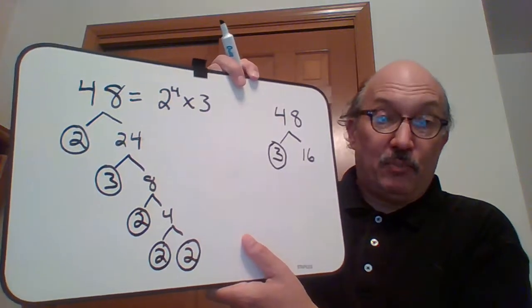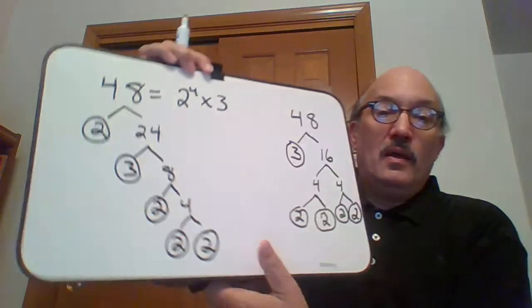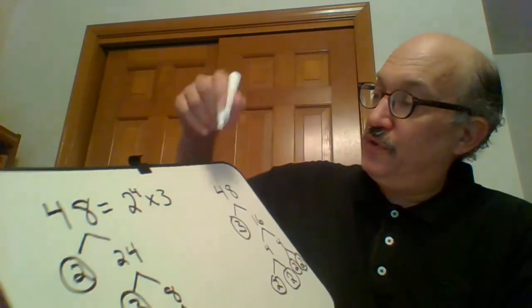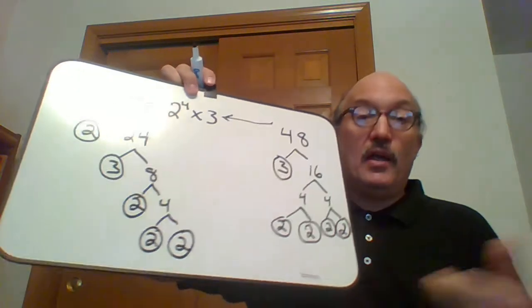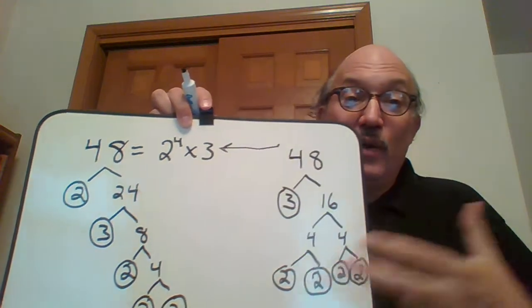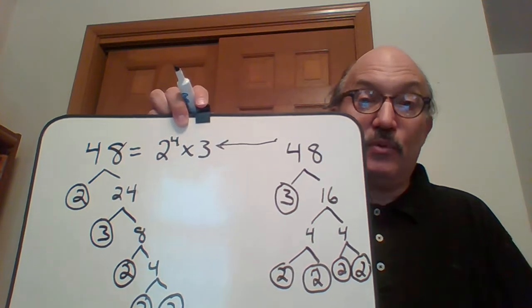Now, if you continue over here, we'll circle the 3. Right? It's prime. 16, well, let's write it as 4 times 4. But neither one of those 4s is prime. So we'll keep going with the factor tree. Factor each of the 4s as 2 times 2. And we get the same result: 1, 2, 3, 4 2s and a 3. So the same result as before. And that is an example of the fundamental theorem of arithmetic in action. No matter how we went about it, the only way we can represent 48 as the product of prime numbers is 2 to the 4th times 3.